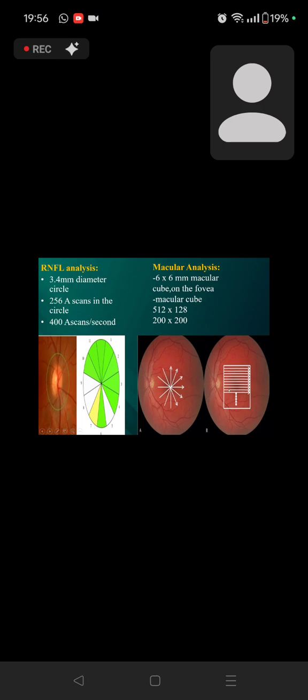For macular analysis, you have a macular cube. This macular cube is centered on the fovea, and you take 512 A scans on 128 rows, or a 200 by 200 grid is placed. Then for ONH analysis, you place 6 linear scans in a spokes pattern at 30-degree intervals. We use a reference plane dependent mode and a reference plane independent mode.